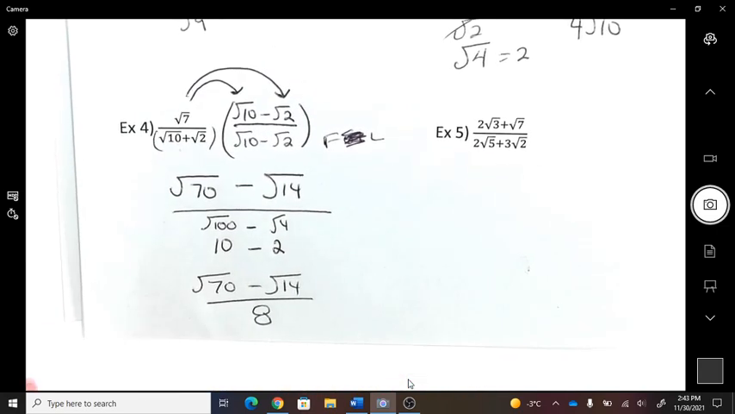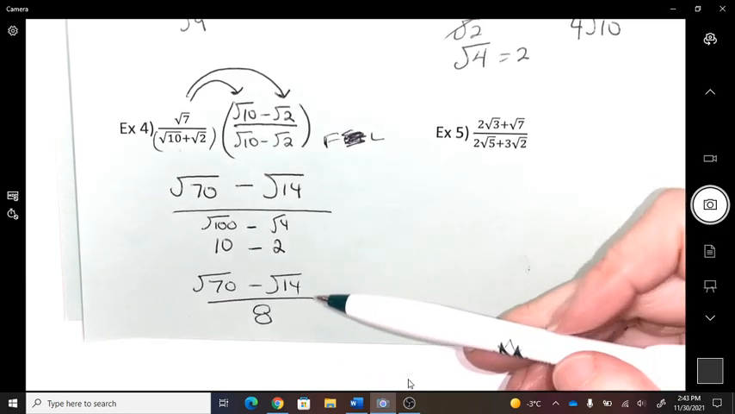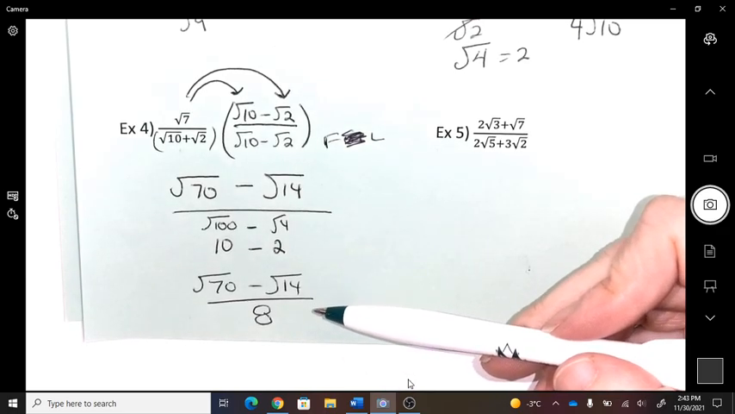Do we do anything? So I'm just going to check out 70. Is 70 divisible by 4? Nope. Is it divisible by 9? Nope. Is it divisible by 16? Is it divisible by 25? No. What about 14? Is it divisible by any of those? No. So I'm done.